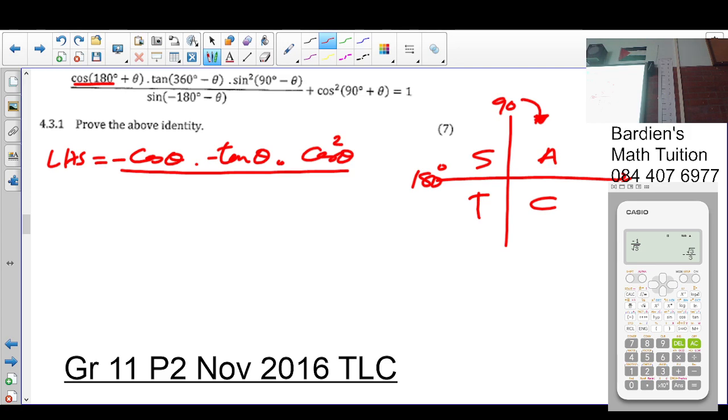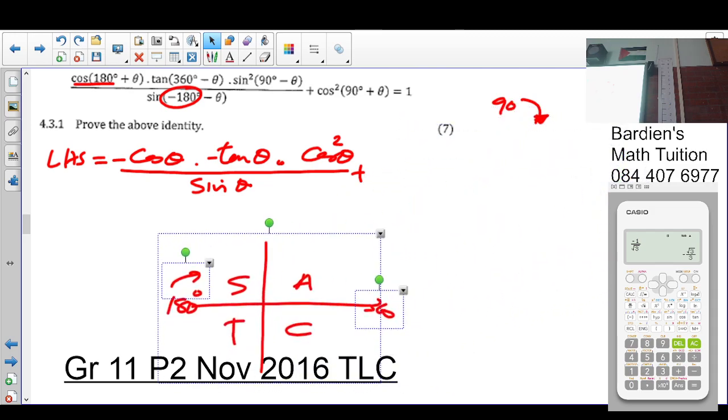The minus 180, we add 180 or 360 to that. 180 minus theta is in which quadrant? Second quadrant. Sine positive or negative? Positive. Okay, so it's sine theta.